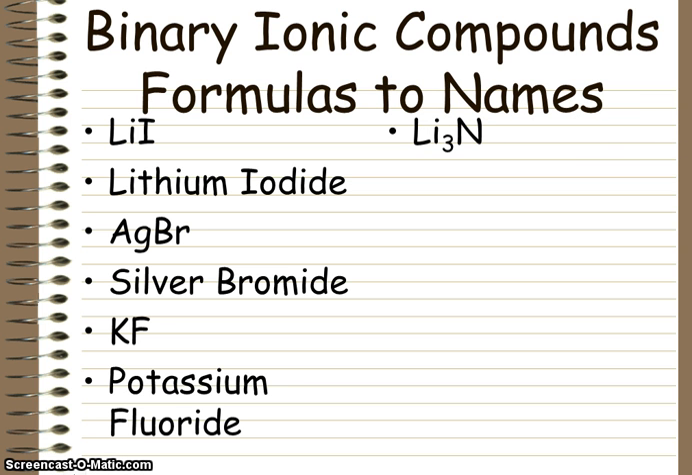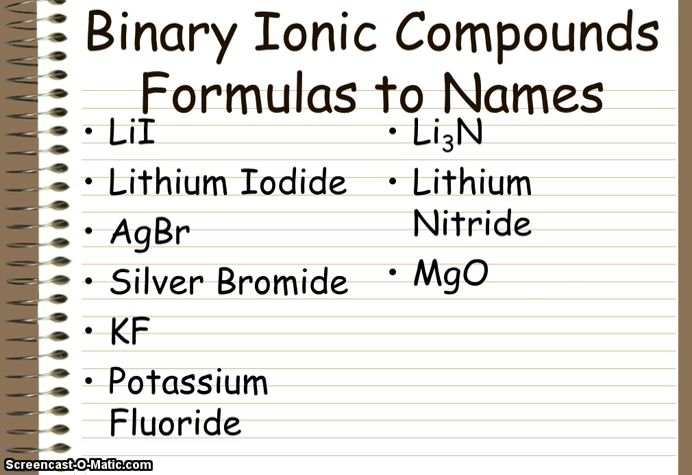Now this one has numbers as subscripts, but that's not going to do anything to the name of the compound. Lithium is on the left side of the periodic table, nitrogen's on the right side of the periodic table, so our name is lithium nitride. And our last example here would be MgO. Mg is magnesium, O is oxygen, so our name for our compound is going to be magnesium oxide.